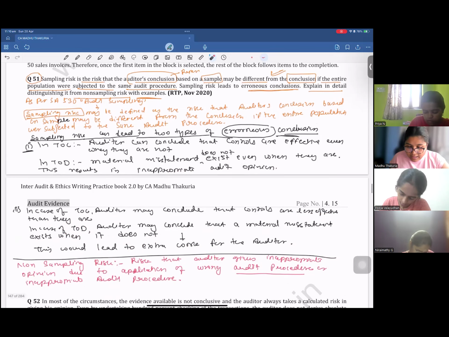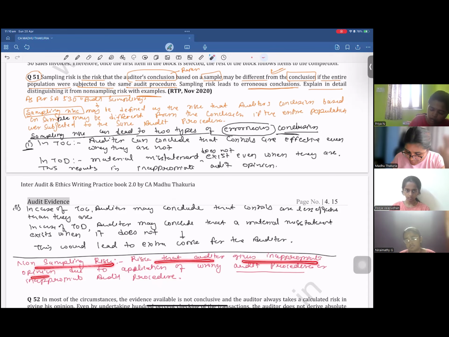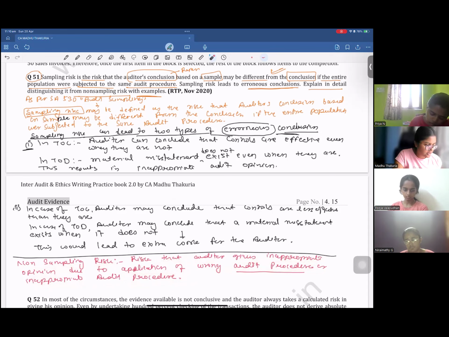Now, did they ask the non-sampling risk? Yes. So what is non-sampling risk? Any risk other than the sampling risk is non-sampling risk, and it mainly comes because you applied the wrong audit procedure. You should have done a different audit procedure. You chose different audit procedures, because of which the result you have got is not satisfactory, and the risk of material misstatement still exists, right? Non-sampling risk is that the auditor gives an inappropriate opinion due to application of wrong or inappropriate audit procedure.